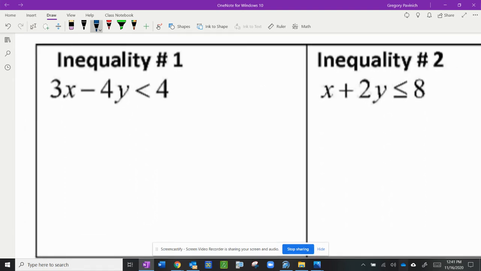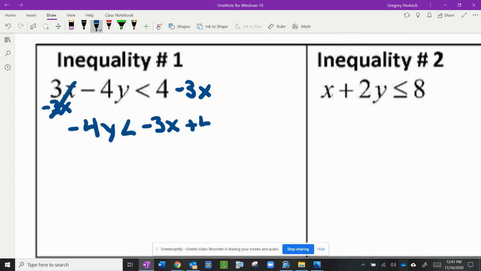So the first thing I'm going to do is I'm going to check out these two equations and see if they need to be solved for y. And I'll look at both of them, and they both need to be solved for y. So I'm going to start with equation 1, and I have a positive 3x, so I'm going to subtract 3x from both sides. And then I'm left with negative 4y is less than. I want my x term to come first, so I'm going to bring my negative 3x first, and then my constant, my positive 4, last.